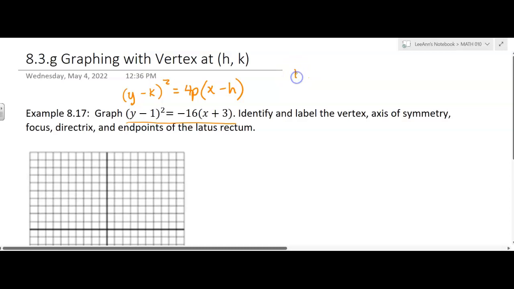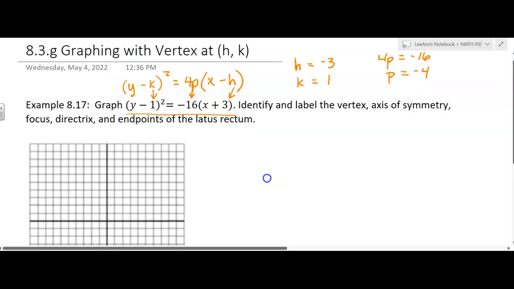Let's start with h. h is equal to -3, because it's got to be minus a minus 3, right? So it's going to be the -3. And then k is going to be 1. That's coming from there. And then p, we have to do a little bit of work, but 4p is equal to -16. So p is going to be equal, if you divide both sides by 4, -4. And then what I do is I just use that information to graph it and then count it out.